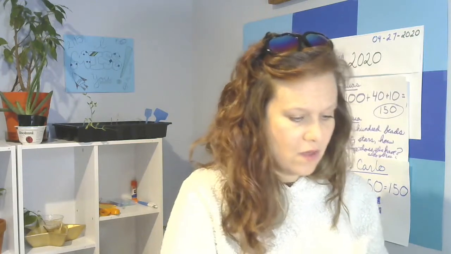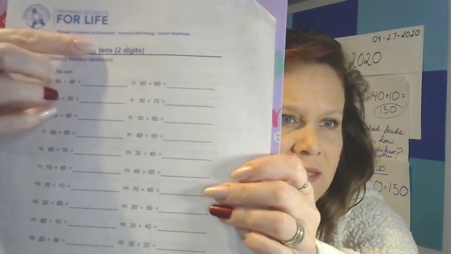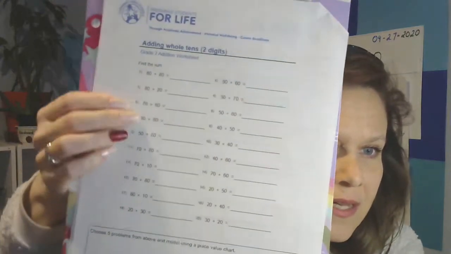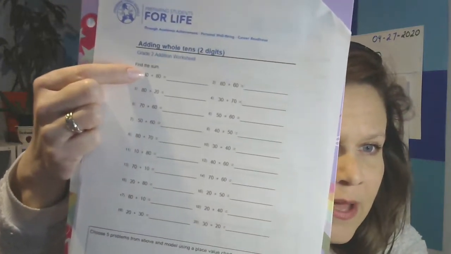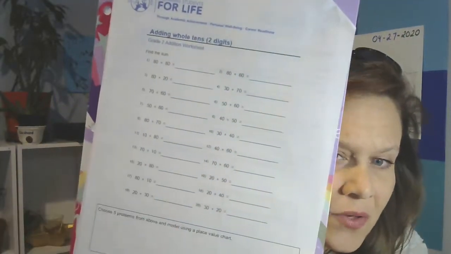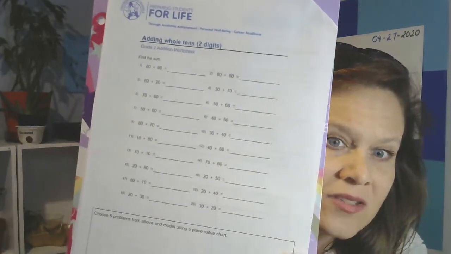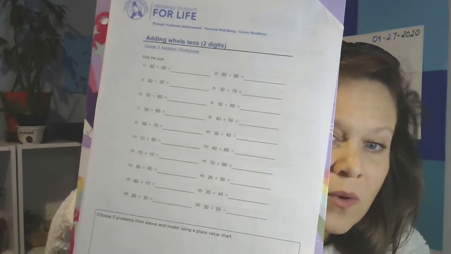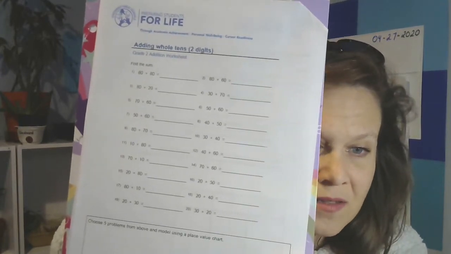The first page of our packet is called Adding Whole Tens 2 Digits. So just with a quick look over here, I can see that every single number ends in 0. There are 0 units on this page at all. We are only adding tens this week.